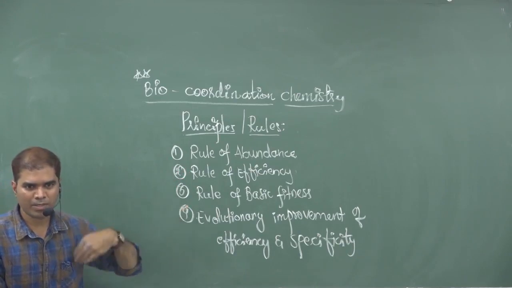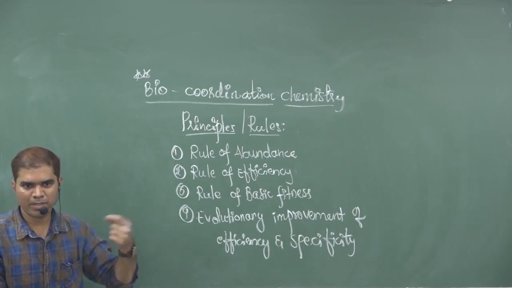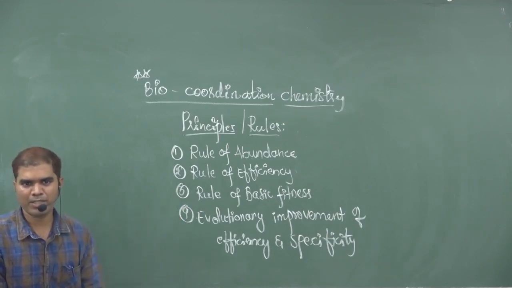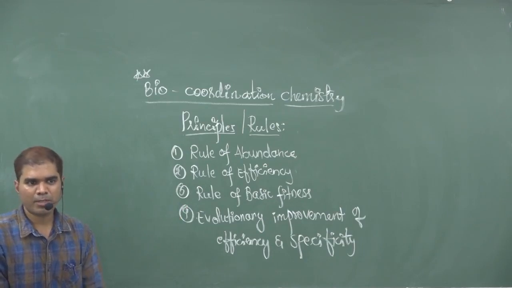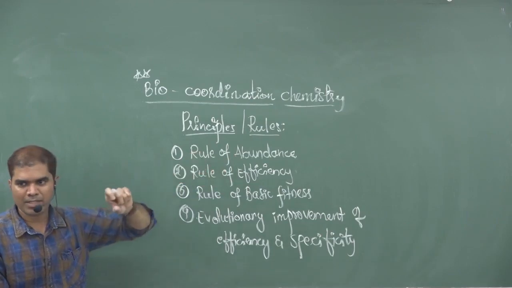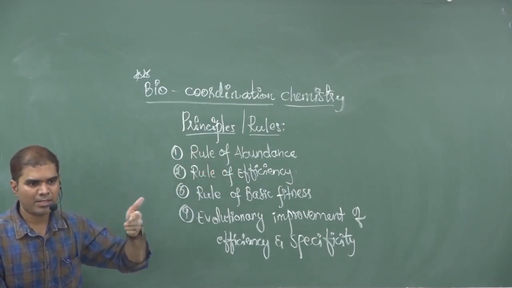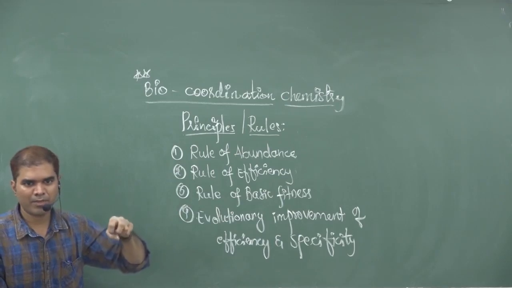Mercury is not there, gold is not found, copper is not found in greater quantity. Copper is there, but gold, mercury, silver, all those things are not found in me. What is the reason? The simple reason is the rule of abundance. The earlier metals, meaning the first 10, 20, 30, are found in abundance. Their abundance will be high.